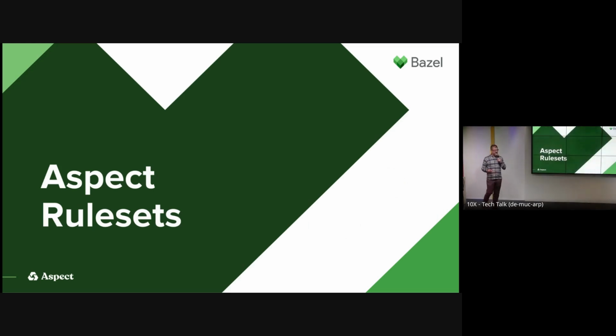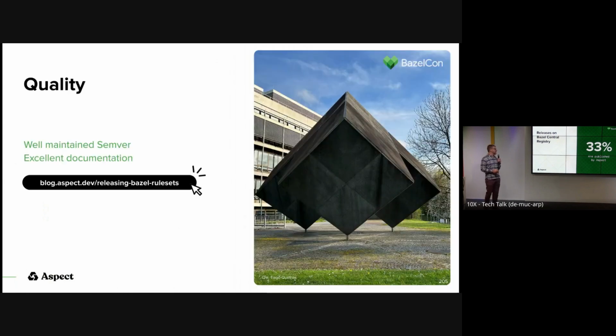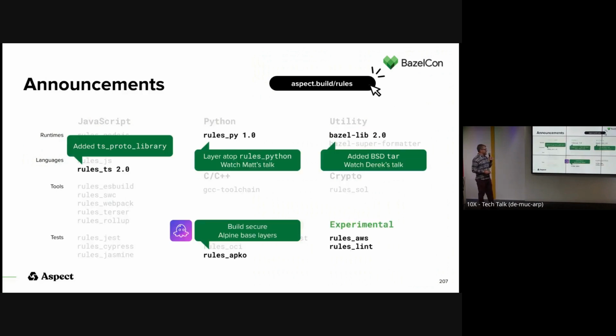Okay, I have a few minutes left, and so I want to tell you about the other half of what Aspect does, which is rule sets. I went and checked on the Bazel Central Registry, ran some quick jq. We have published 1/3 of the releases that are on the Bazel Central Registry. We are very serious about supporting all of you through our open source efforts. We maintain our rule sets to a very high standard. We believe in high quality SemVer, so 1.0 means it. We have really good documentation. We put a lot of effort into how we do releases to make things fast. We have over 20 rule sets now, so this is the picture as of before BazelCon.